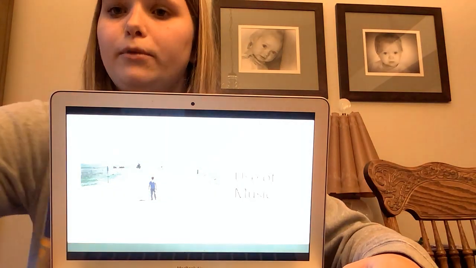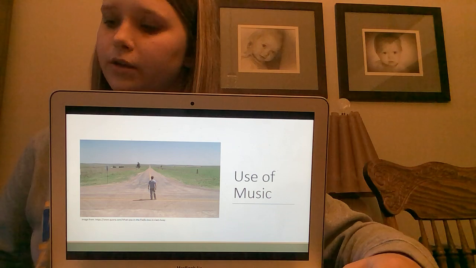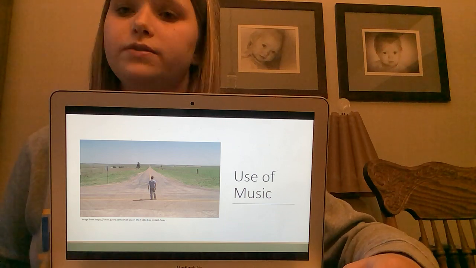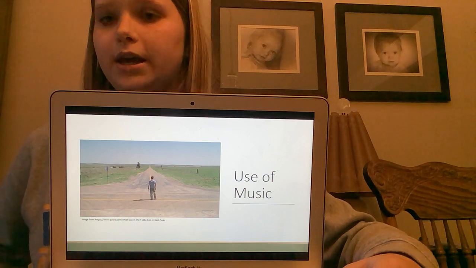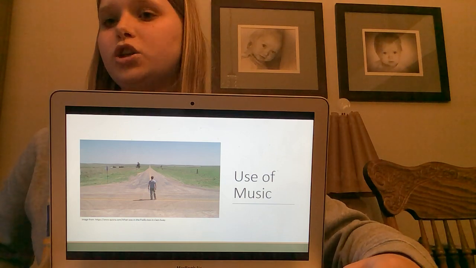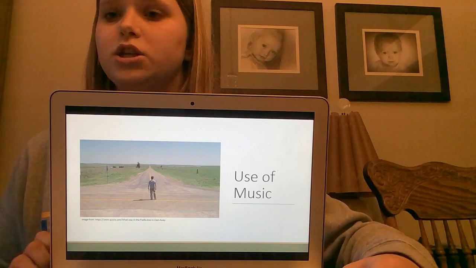On this last slide, I'm going to be talking about the use of music. So it's good to note that in this film, they don't use music very often, but they did use music at the end. In the end of the movie, Chuck kind of loses his old life, and he's forced to make a decision on where he goes next.